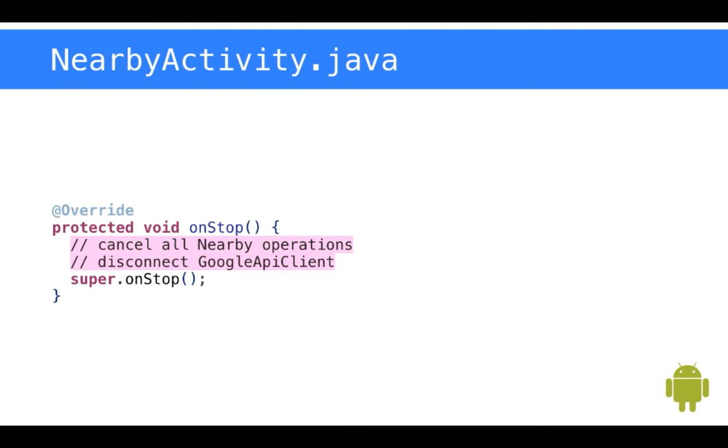So kind of the last phase is just to make sure that you are being a good citizen. When your activity stops, you should at this point cancel all your nearby operations and also disconnect your Google API client just to make sure nothing's hanging around and using battery when you didn't think it was.